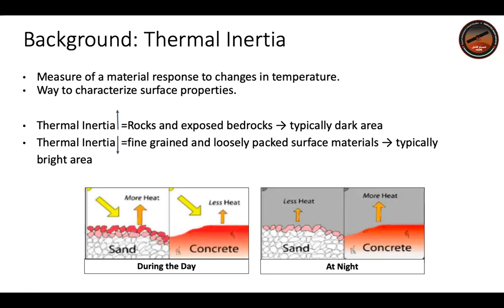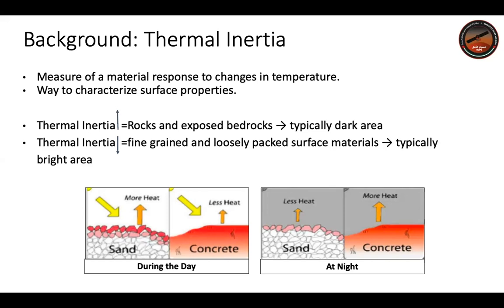So thermal inertia is a measure of material responses to changes in temperature, and it's the ability of a material to store heat during the day and then radiate it back at night. So thermal inertia is basically used to characterize the surface properties. So let's say if we have a material that is classified as rocky and exposed bedrock or consolidated material, it induces a higher value of thermal inertia. And typically it's considered as a dark area. On the other hand, if we have any surface materials that are classified as grain or loosely packed surface material, they usually tend to exhibit low value of thermal inertia, and they are typically known as a bright area.